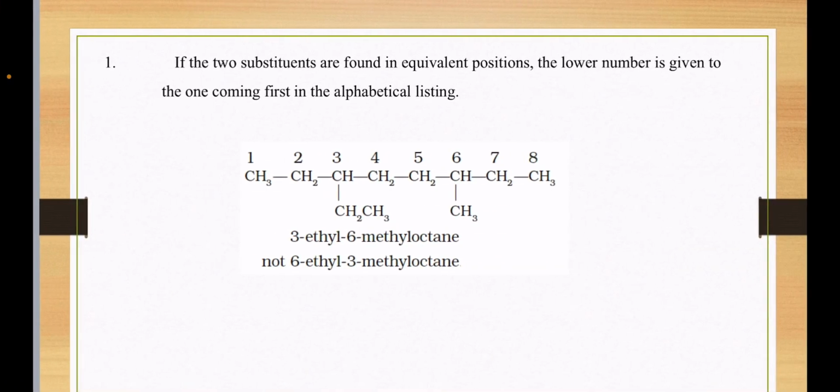Now if two substituents are found in equal positions, the lowest number is given to the one coming first in alphabetical order. If substituents are different and carry the same position when we count from left or right, then we prefer the numbering according to alphabetical order. In this example there are methyl and ethyl groups; from both sides they have position numbers 3 and 6. So we will write 3-ethyl-6-methyl, because ethyl alphabetically comes first. So we will write 3-ethyl-6-methyloctane.